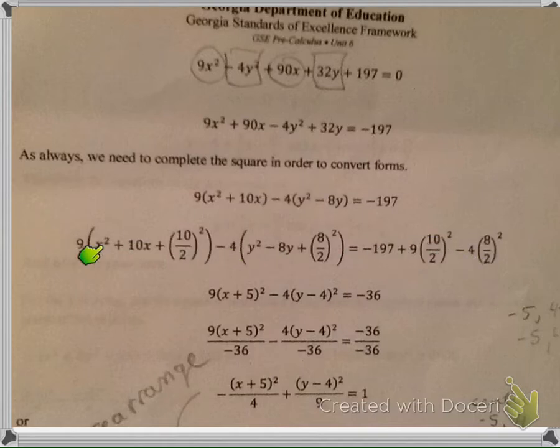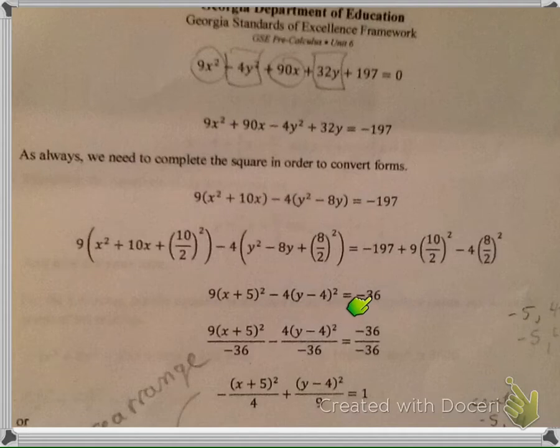All right, so now I have this perfect square trinomial. It's very easy to write it in factored form. And so that's going to give me 9 times the quantity x plus 5 squared. This is going to give me y minus 4 squared, and it's negative 4 still, times y minus 4 squared, equals, and then this all simplifies when you do 9 times 25 and negative 4 times 16. You subtract those and you add negative 197 to it. This all simplifies to negative 36.